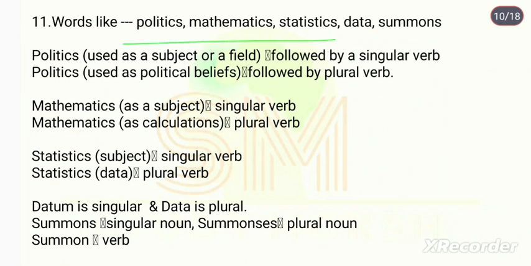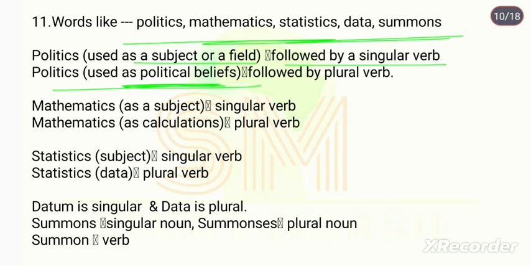Words like politics, mathematics, statistics, data, summons. Like we see examples here. Politics: if it is used as a subject or field, it is followed by a singular verb. And when politics is used for political beliefs, then we will consider it a plural noun, followed by a plural verb.